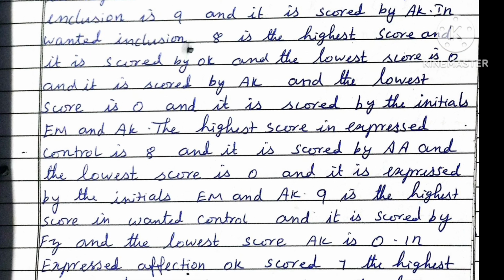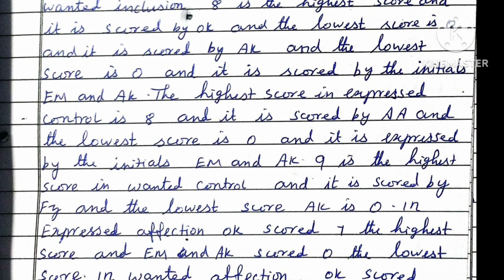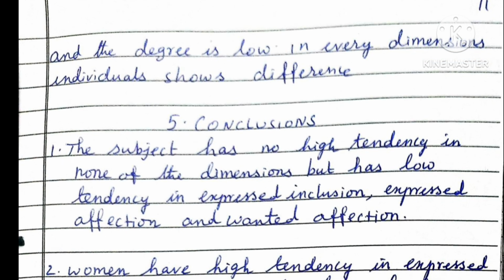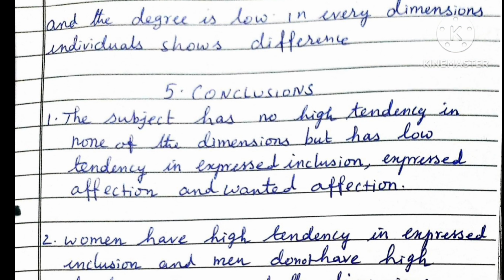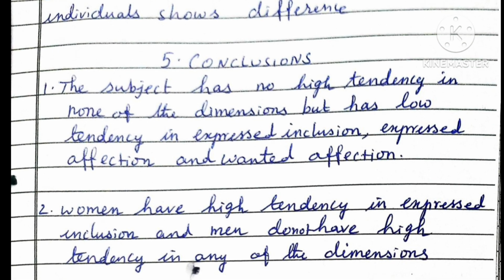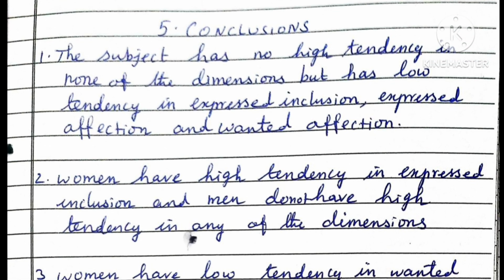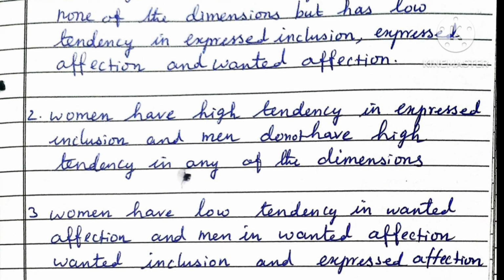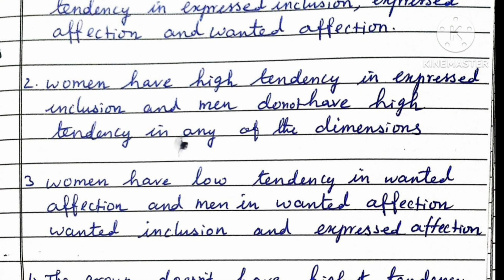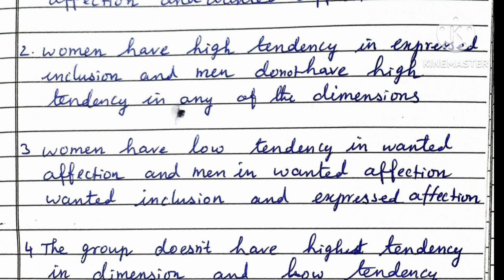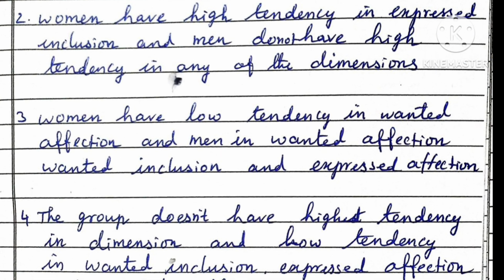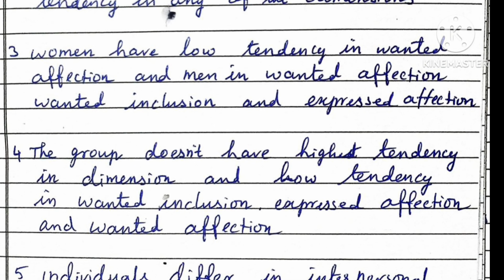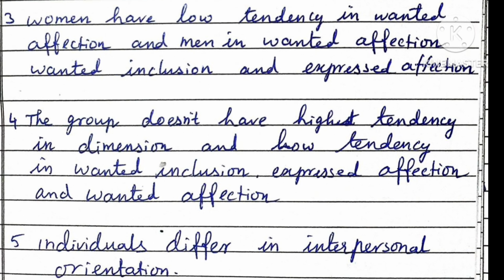After the discussion of 2 paragraphs, we have to write the conclusion. The first, the subject has a high tendency in a dimension and a low tendency in another. Second, the high score of women and men. Third point, the low score of women and men. Fourth point, the highest tendency in the group and the lowest tendency. Fifth point, individuals differ in interpersonal orientation. The last point, reference. We have to write what we have in the key book.